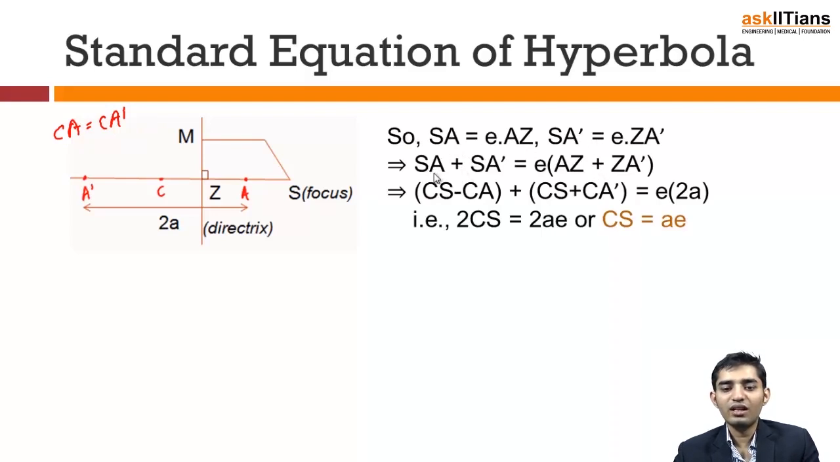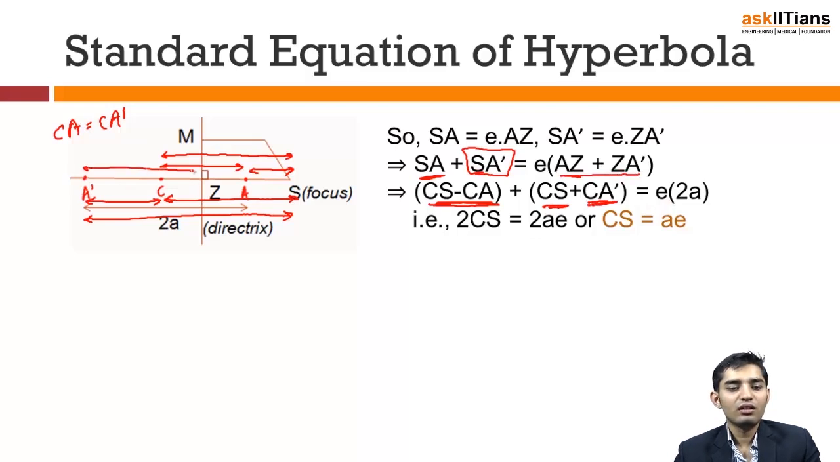If I add these two equations, I will get this. Now, SA plus SA dash: both of these I will write with respect to the center. This C is the center, so I will write with respect to C. SA will be this distance, nothing but CS minus CA. And what will be SA dash? Similarly, SA dash is this distance, so SA dash is CA dash plus CS, so CS plus CA dash. And this will be equal to AZ plus ZA dash, which is nothing but A dash Z plus ZA. So this is nothing but 2a, so e into 2a. So from here we will get CS equal to ae.